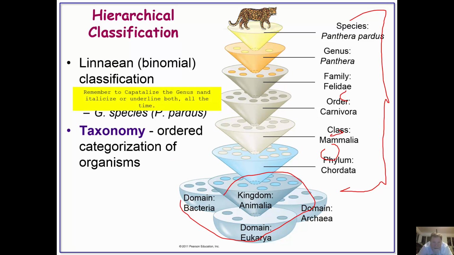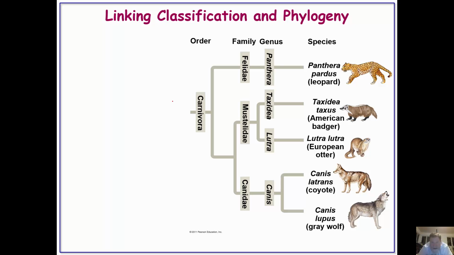Again, remember in hierarchical classification that in the Linnaean system, we use a binomial classification. That is the genus species. The genus is always capitalized, and the species is always lowercase. Again, it's always either italicized or underlined so that you can always see it.